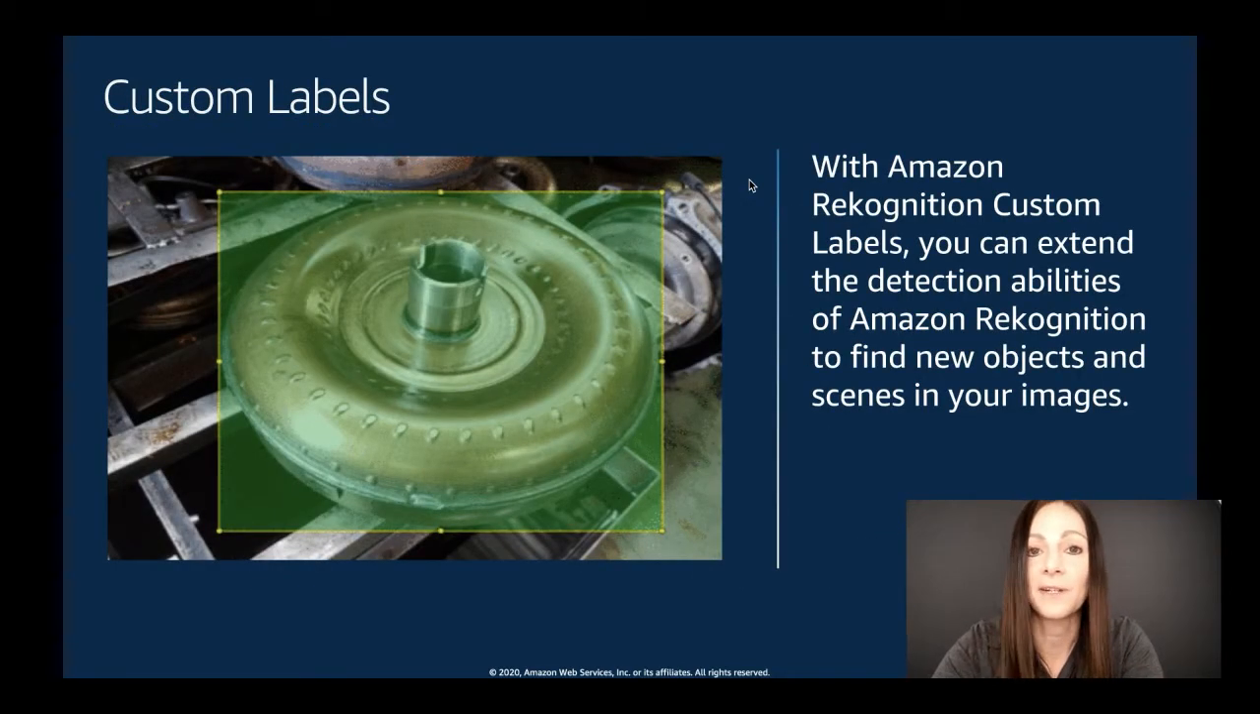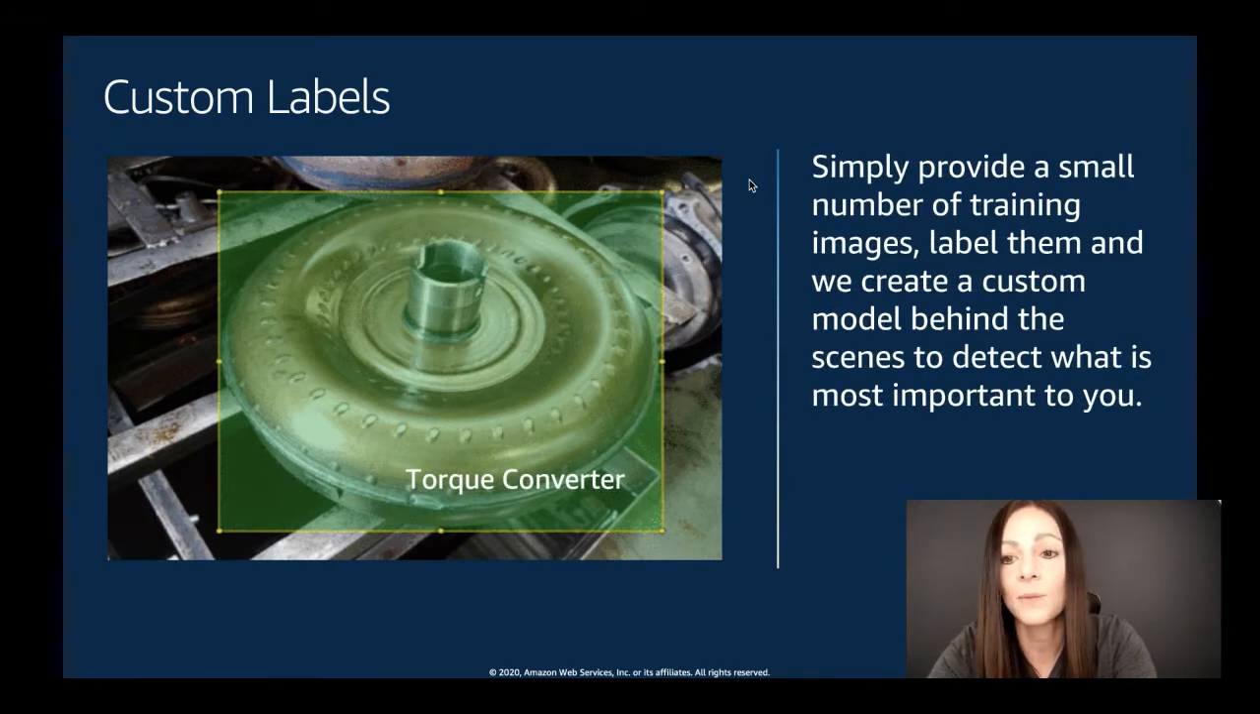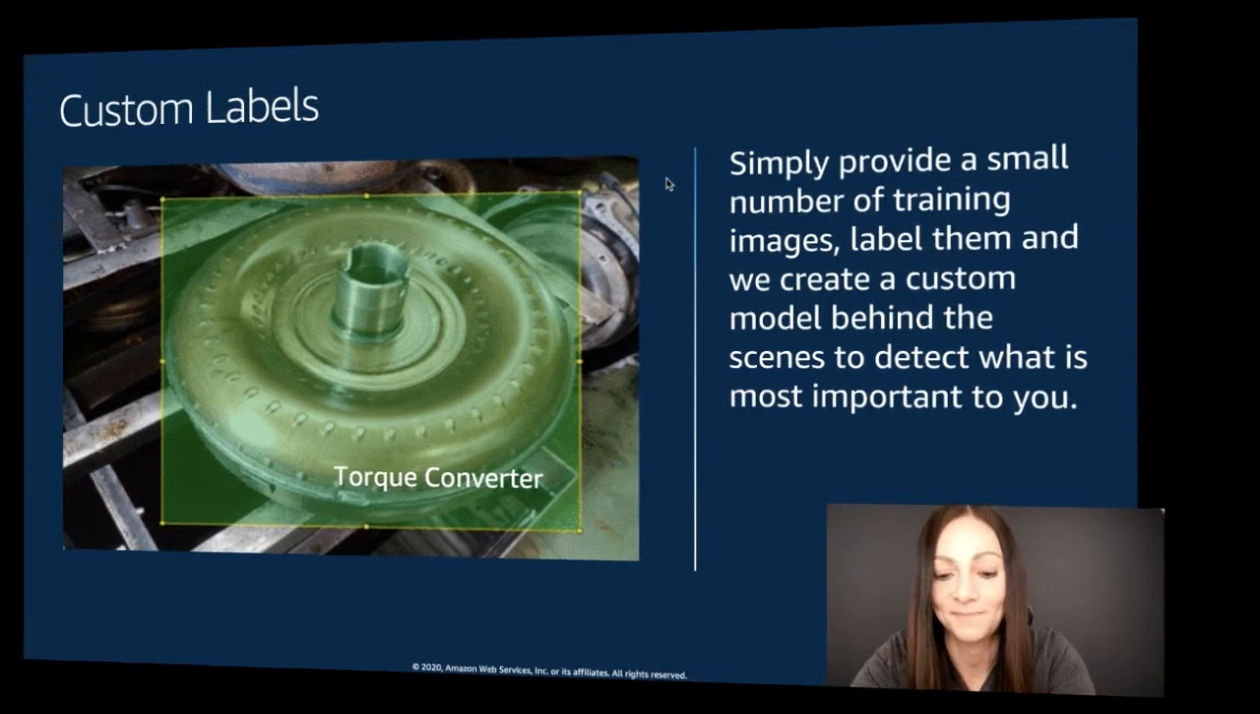Another strength of Rekognition is a functionality called custom labels. You might have use cases where the pre-trained model is not specific enough for your domain images or videos. In this case, you can leverage custom labels to extend the detection abilities to find new objects and scenes in your images. You do that by simply providing a small number of training images that you label, and then we create a custom model behind the scenes and are then able to detect and label according to your specific needs.